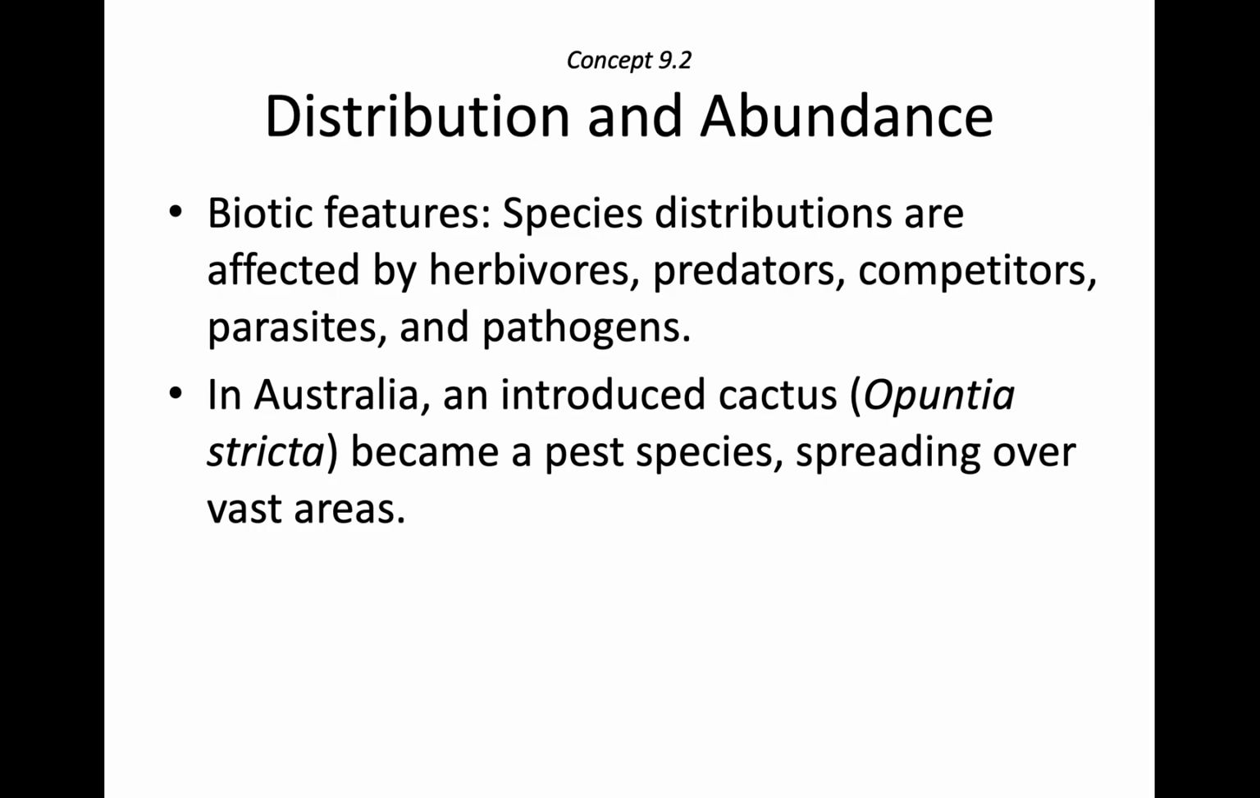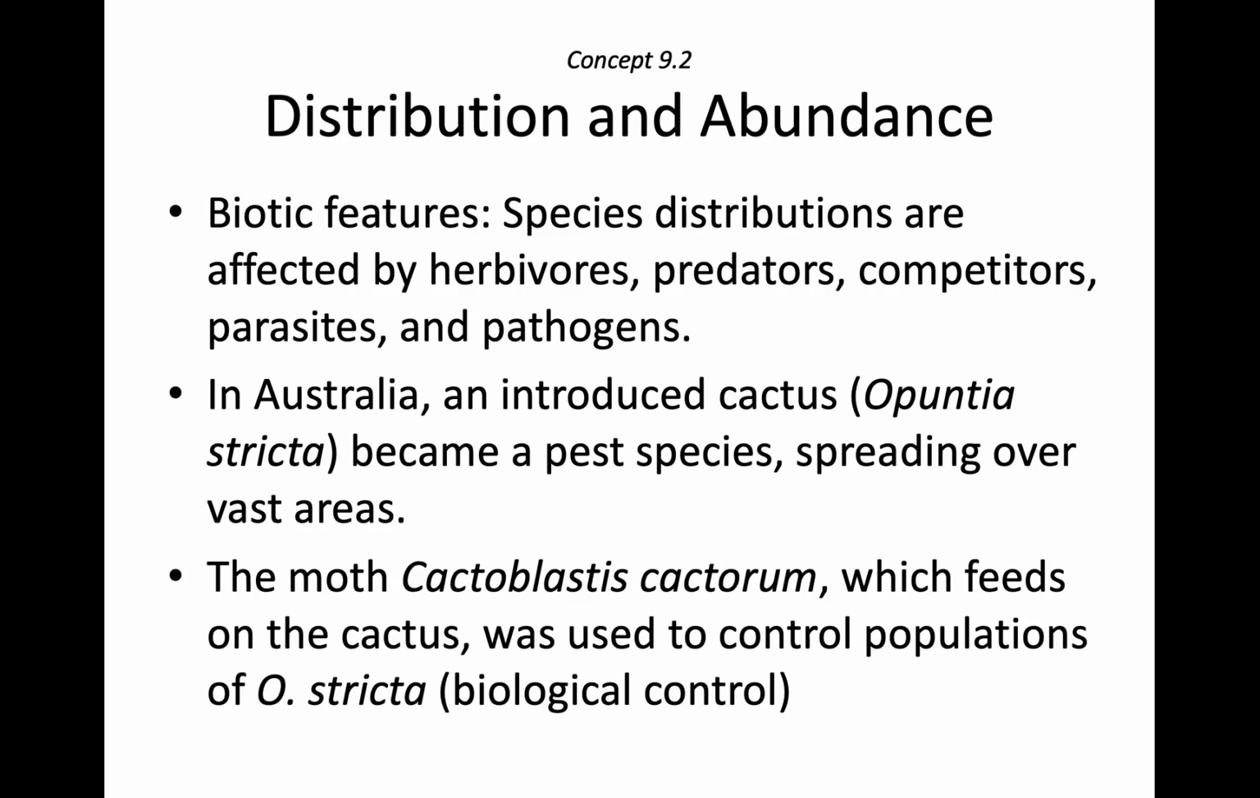And so, in order to control the populations of this invasive cactus, Opuntia, the moth Cactoblastis was released. It's a great name, Cactoblastis. And it feeds on the cactus, so it could be used for what we call biological control. Biological control means controlling the populations with another biological organism, as opposed to something like a chemical.